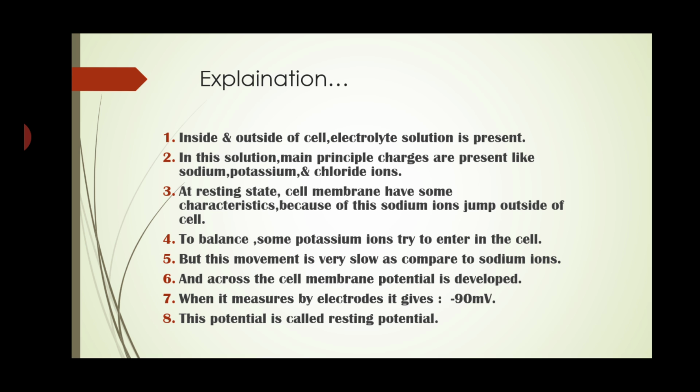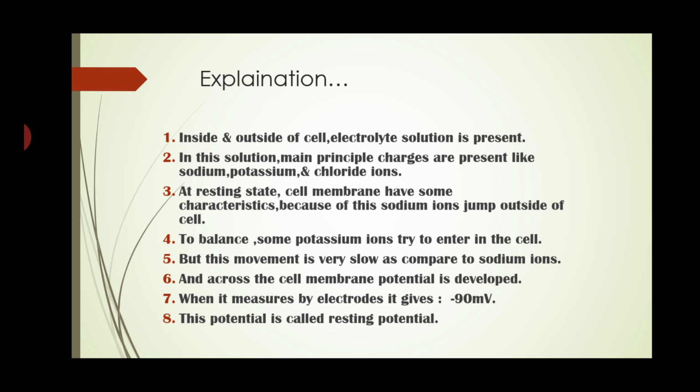Because of this, more positive ions are present outside the cell. To balance this charge, some potassium ions try to enter into the cell. But this movement of potassium ions is very slow as compared to the sodium ions. And across the cell membrane, a potential is developed. And this potential is called a resting potential.